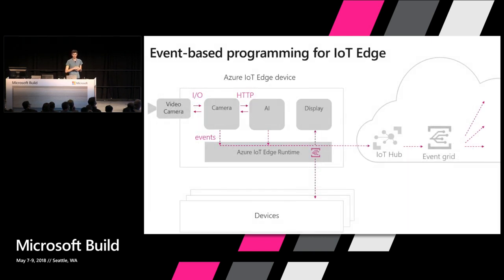So if I take back my example of an AI application here, kind of the same thing. The camera can trigger an event: I've got a new frame. The AI can trigger an event: I've detected an orange or an apple. And then the display module can catch those events. So the Azure IoT Edge runtime, the cloud can as well. But now with Event Grid, other devices can even get them.